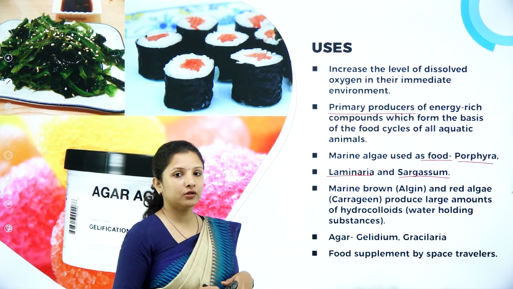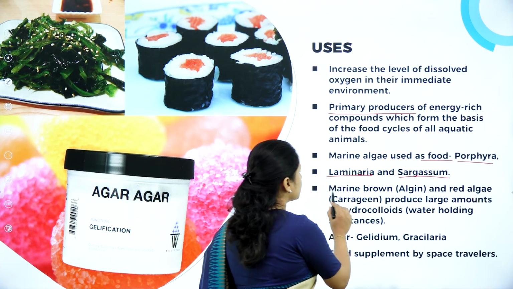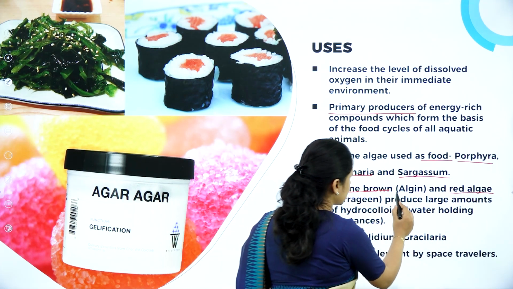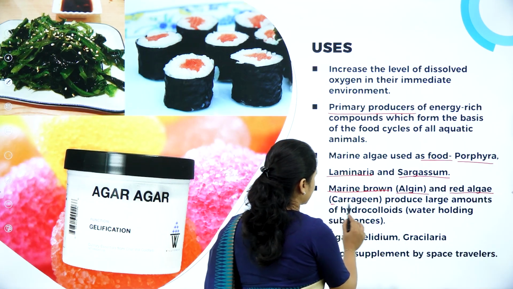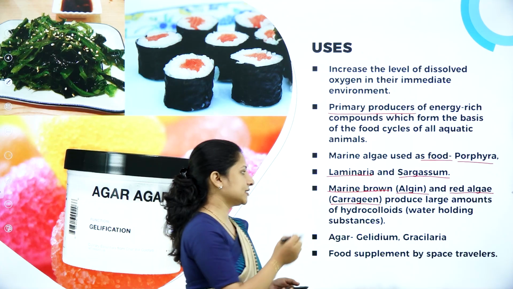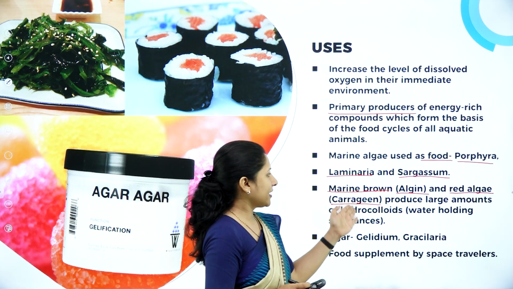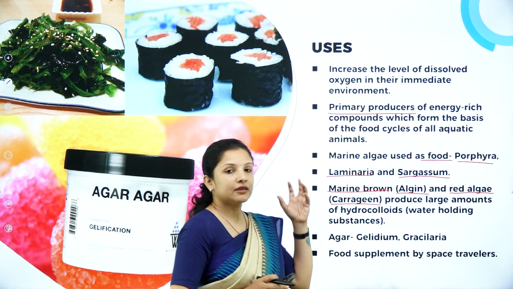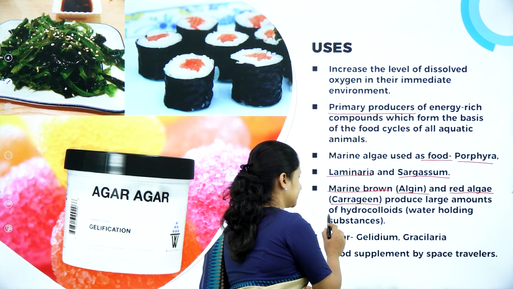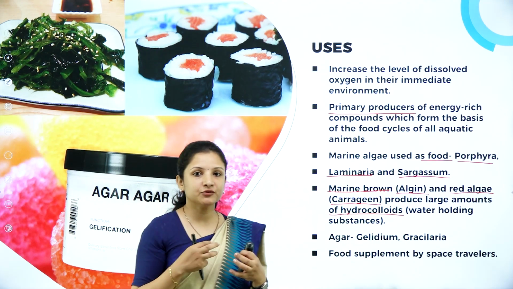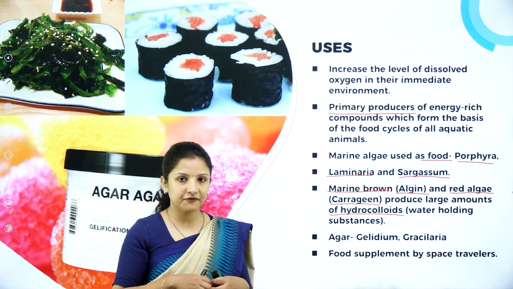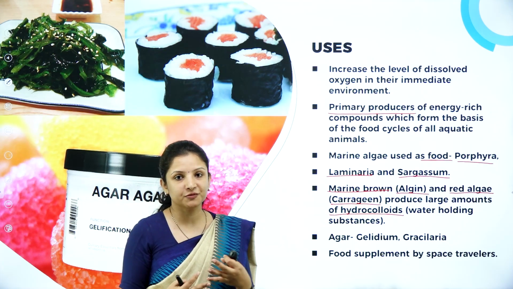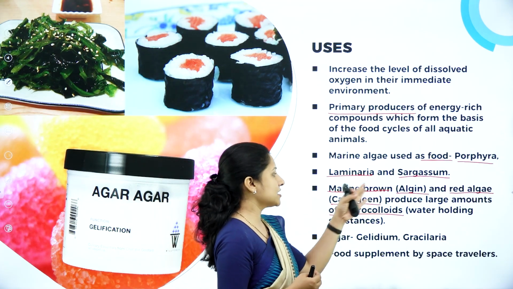Next, from marine brown algae and from red algae, some important products are derived, which are called algin and carrageenan. So algin is a compound that is derived from marine brown algae and carrageenan is a compound that is obtained from red algae. These two, algin and carrageenan, actually act as hydrocolloids. Hydrocolloids means they are the ones which are capable of holding water. So therefore they can be used in culinary preparations for thickening gels, for thickening soups and all that. That is algin and carrageenan.